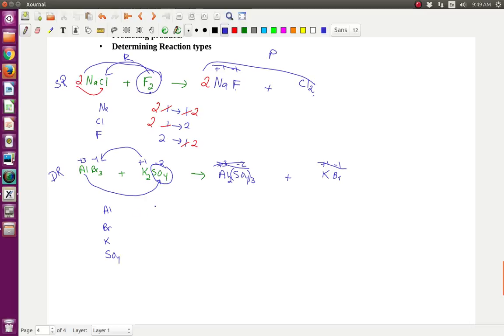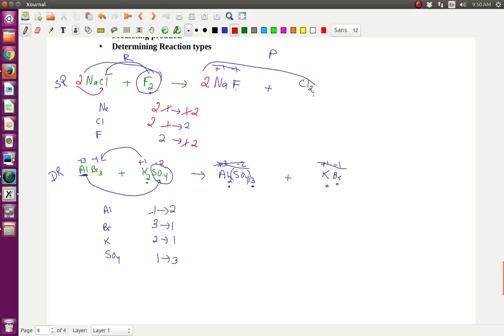We have 1 aluminum on the reactant side right here and 2 on the product side right here. We have 3 bromines on the reactant side, 1 on the product side. We have 2 potassiums on the reactant side and 1 on the product side. We have 1 sulfate on the reactant side and 3 on the product side. And so we've got to do a little bit of moving around.